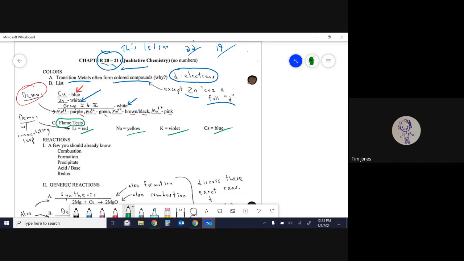But I typically like to do lithium because it really stands out and is a really intense red color. Years ago, you used to have to memorize a bunch of different colors of things, but that's really not common anymore, so we don't need to.